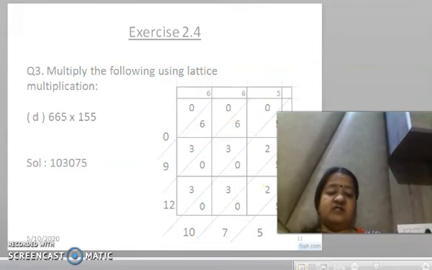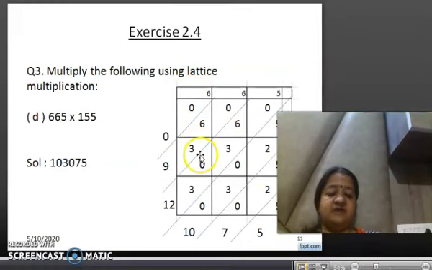Right? Then you multiply by 5. 5 6s are 30. 5 6s are 30. 5 5s are 25. Again 5 6s are 30. 5 6s are 30. 5 5s are 25. Add up. 5 and 2, 7. 3 and 2, 5. 5 and 5, 10. 3 and 3, 6. 6 and 6, 12. 6 and 3, 9 and 0.